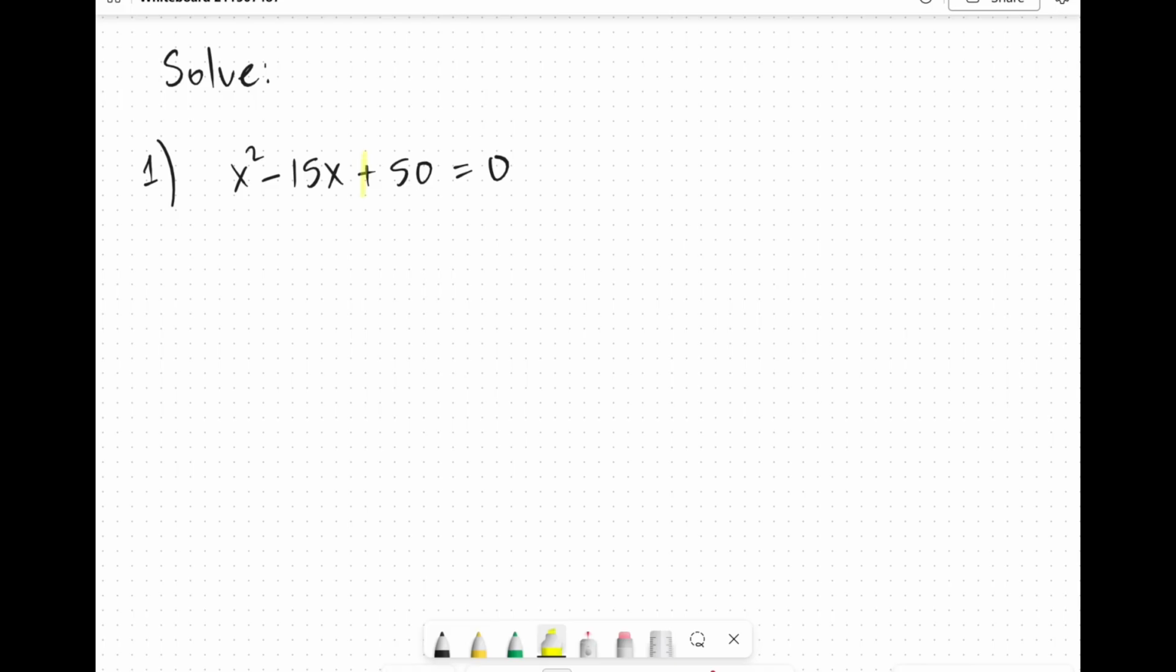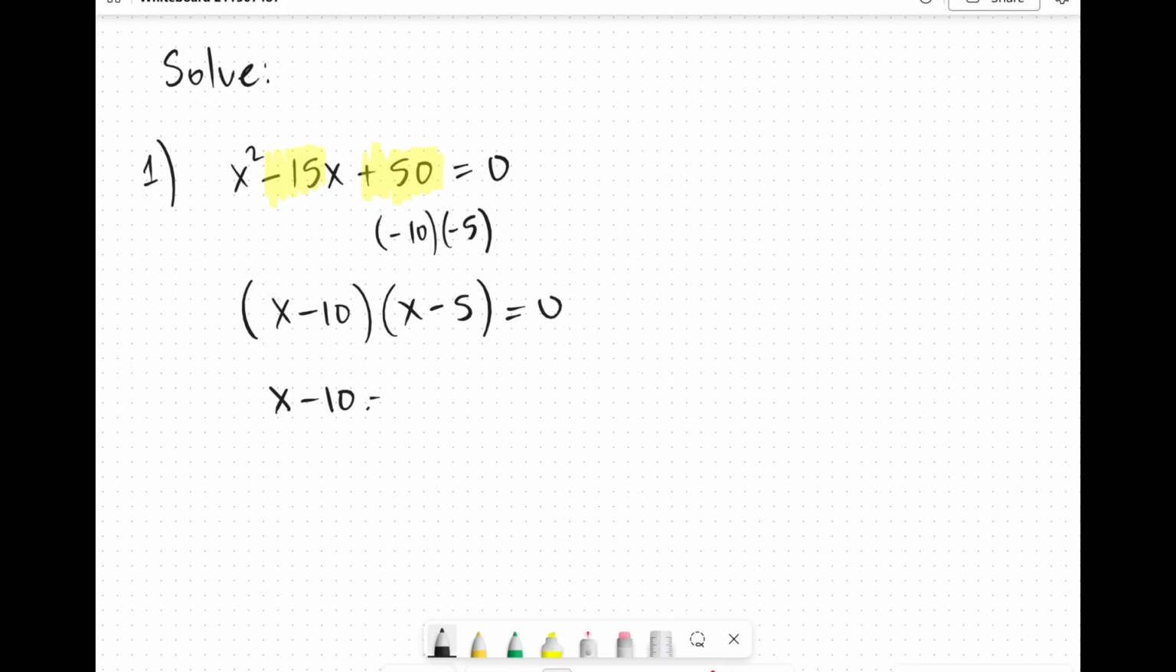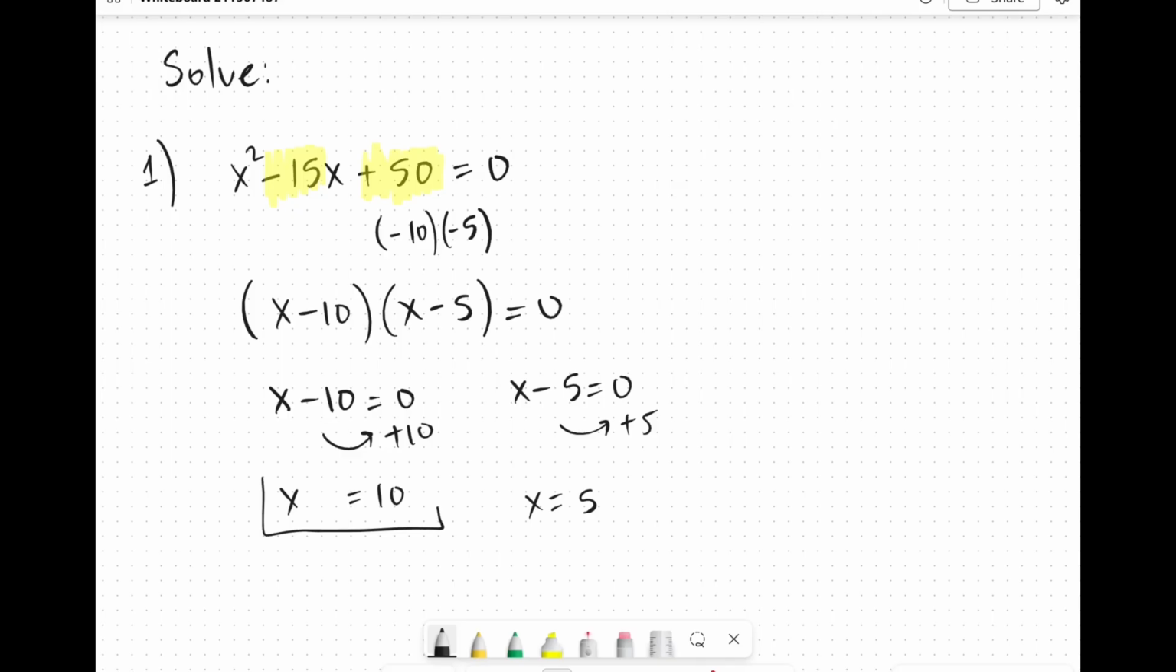We need two numbers that multiply to 50 and add to negative 15. Those numbers are negative 10 and negative 5. So this trinomial is (x minus 10)(x minus 5) equals 0. Then you take each factor separately and set each equal to 0. And then you solve by moving the constant terms. So plus 10, meaning x is positive 10, and plus 5 here, meaning x is positive 5.